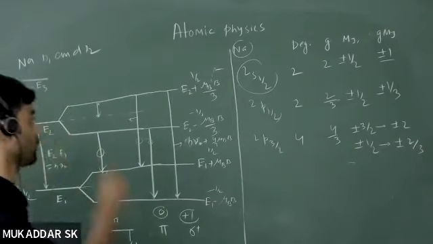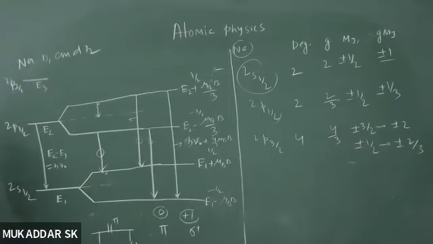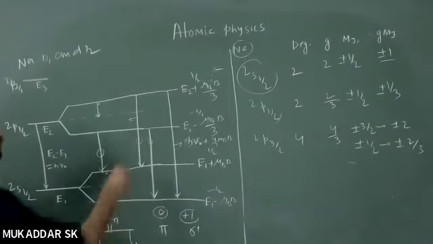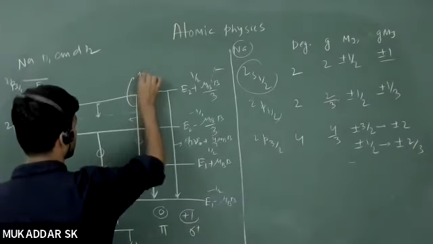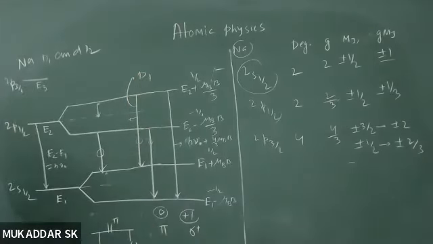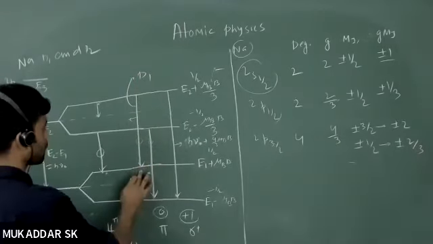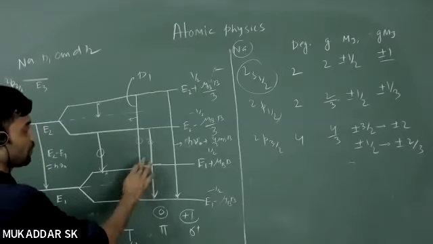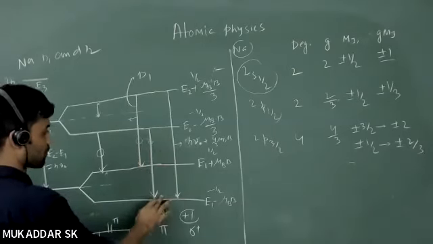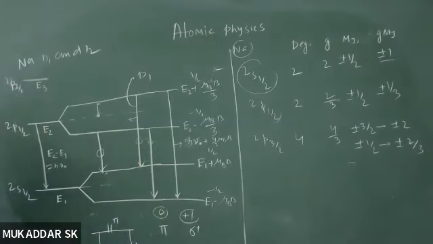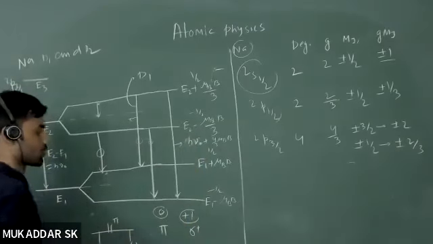Now can you draw for 2p3/2 to 2s1/2? This is basically known as the D1 line. For pi, two lines, right, sir? For pi, see, delta mj 0. So half to half, yes. Half to half, and delta mj 0, and minus half to minus half. Yes, sir.